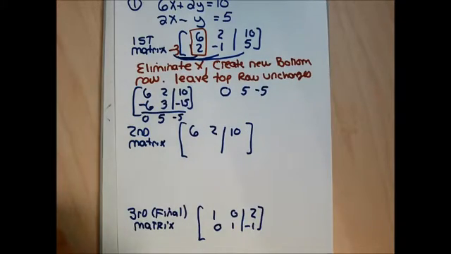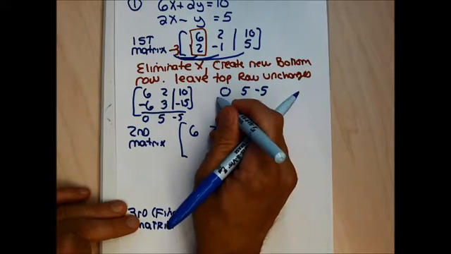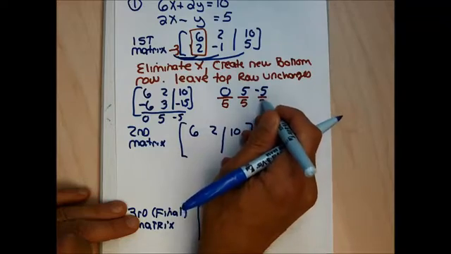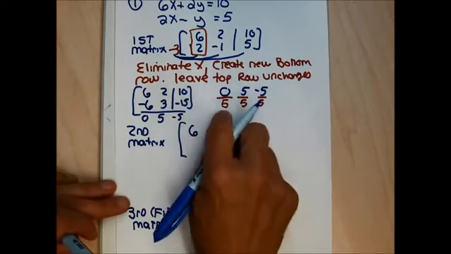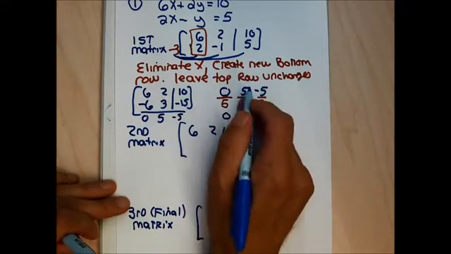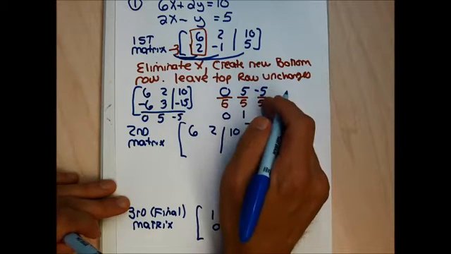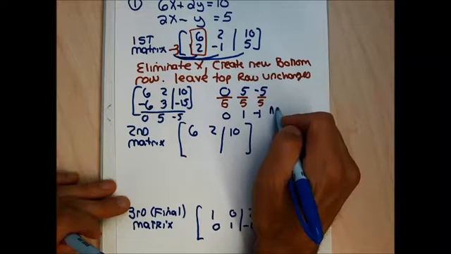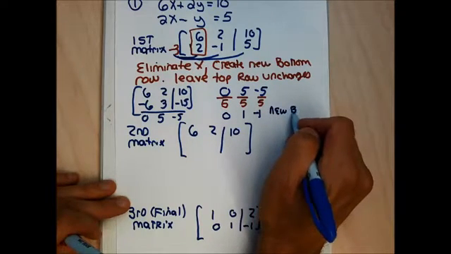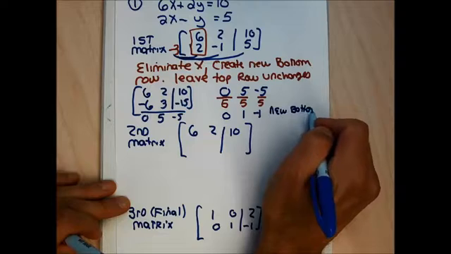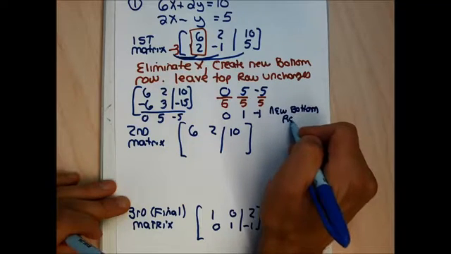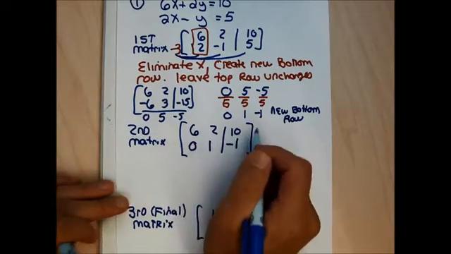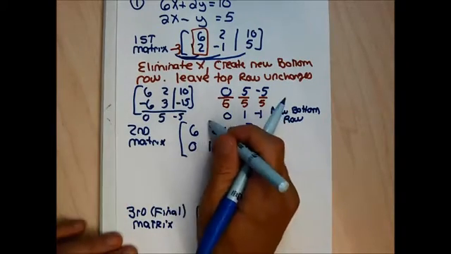Each one of those numbers is divisible by 5, so I'm going to divide them by 5 before I stick them in my matrix. When I divide all these by 5, 0 divided by 5 is 0. 5 divided by 5 is 1. Negative 5 divided by positive 5 is negative 1. This is my new bottom row for my second matrix. So each step, one row is changing, and one row is staying the same. My new bottom row is going to be 0, 1, and negative 1. Done with step 1. On to step 2.